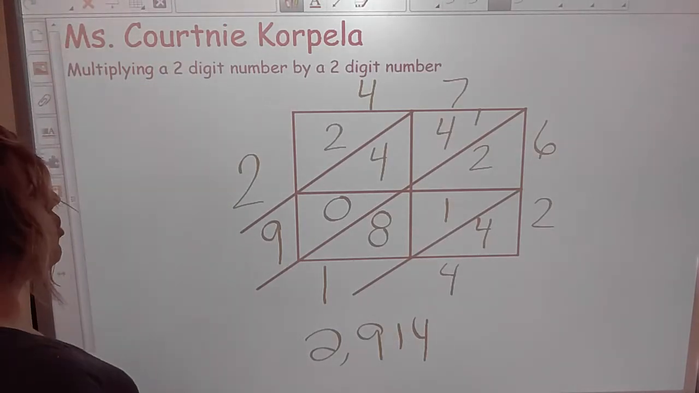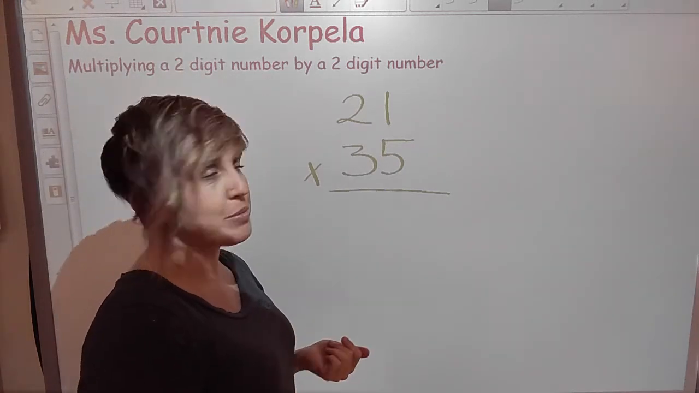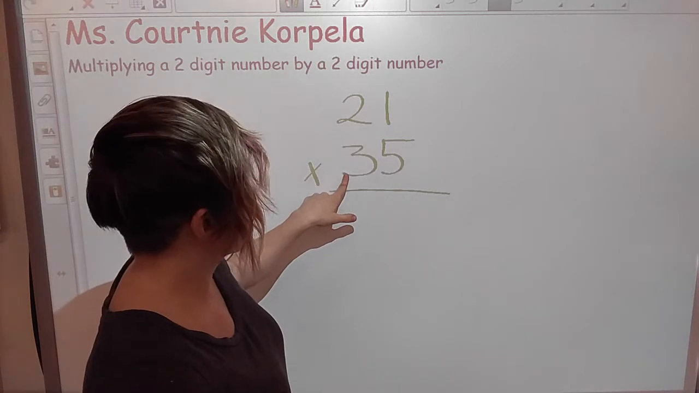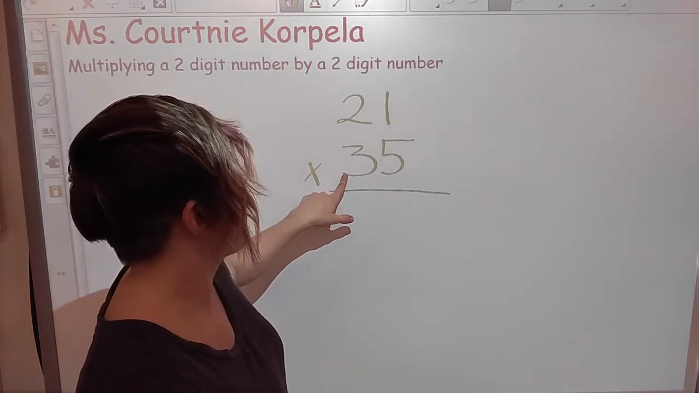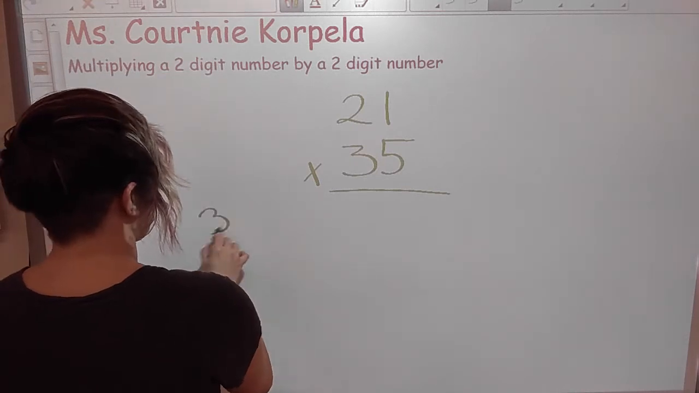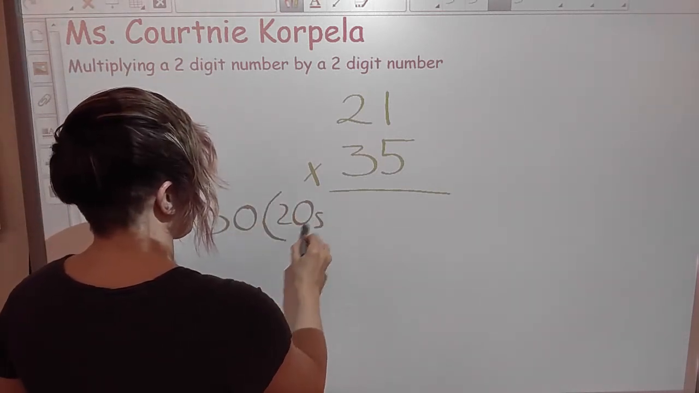Let's take a look at your homework and just get you started. You have the number sentence 21 times 35. We'll be starting with the bottom tens, which is 3, we know is 30. And we're going to multiply it up by the top tens. So we'll have 30 20s for our first part.